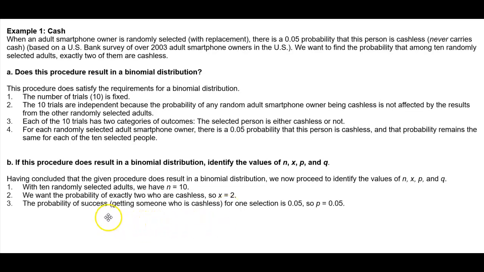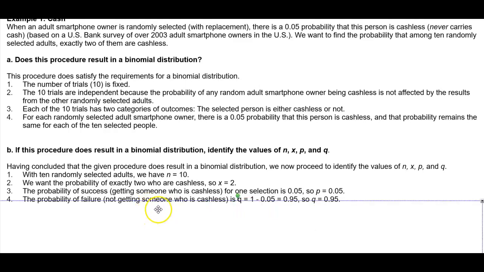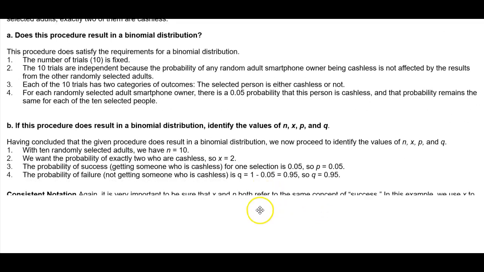Number 3, the probability of success, getting someone who is cashless for one selection, is 0.05, so therefore p is equal to 0.05. Now the probability of failure, not getting someone who is cashless, is equal to q. Now q is taking 1 and then subtracting the probability of success, which is 0.05, which gives us 0.95. So therefore q is equal to 0.95.